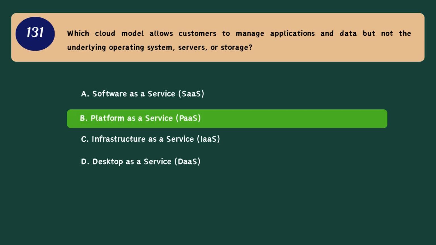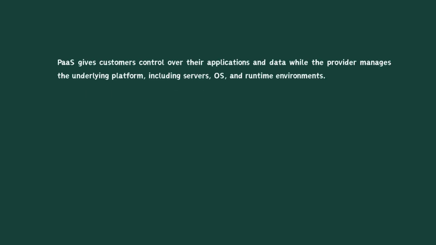Correct answer. B. Platform as a service. PaaS gives customers control over their applications and data, while the provider manages the underlying platform, including servers, OS, and runtime environments.